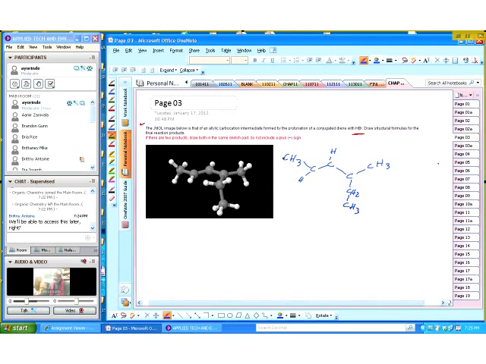Supposing I say this is carbon number 1, just for reference, carbon number 2, carbon number 3, carbon number 4. Okay, and then I say this is carbon number 5, carbon number 6, carbon number 7. Okay, now let me ask you this. Where do you think the carbocation is, and where do you think the carbon-carbon double bond is?